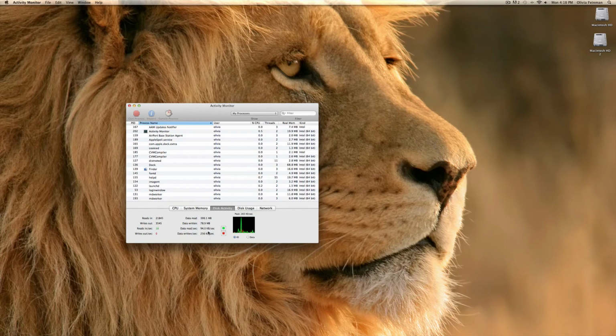And you can see the data written and data not written. And for me, the green is data read, and the red is data written. Okay, so disk usage, you can see your usage of each hard drive, or SSD, it's demonstrated here.